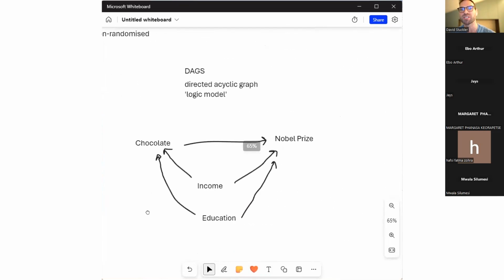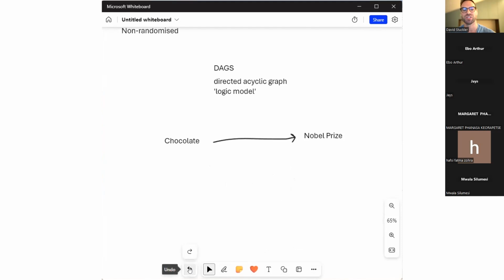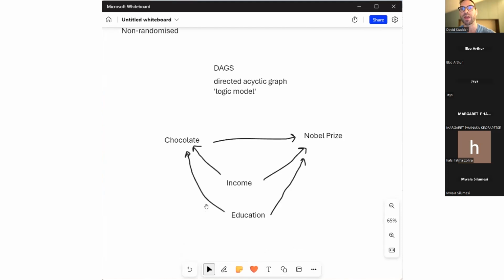Because if you randomized everybody to chocolate, you would, through randomization, make everything equal on income and education, and you would basically be making all these links disappear. But we're going to put these links back because we haven't randomized, and we're not able to do that. So this is something that does happen in non-randomized studies, called a confounder. You need to identify these in your DAG. These are very important for ascertaining causality.